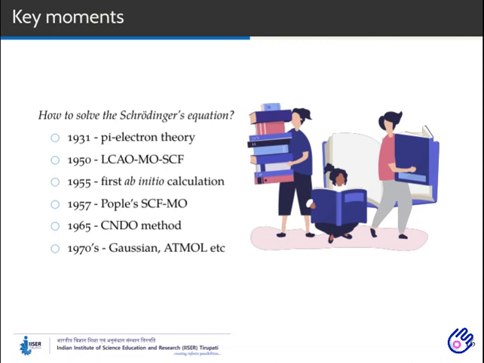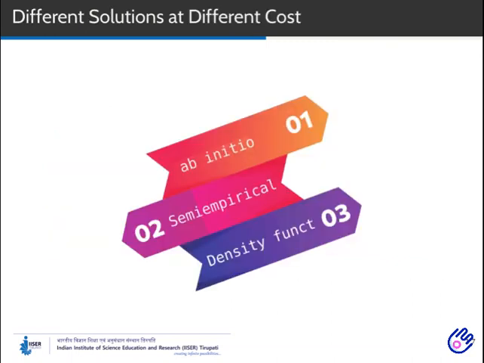Historically, many attempts were made to solve the equation for more and more complex systems. Here I listed some of the notable advancements. In 1931, pi-electron theory was developed, followed in the 1950s by linear combination of atomic orbitals, molecular orbitals and self-consistent fields. In the 50s, the first ab initio calculations were developed. In the next 20 years, fully functional computer packages like Gaussian or Atmol came to the market.